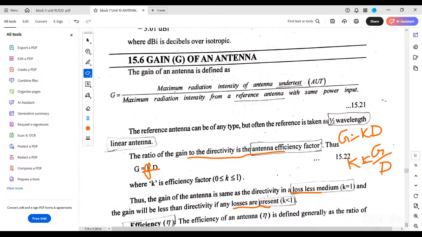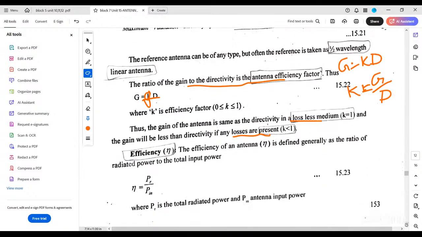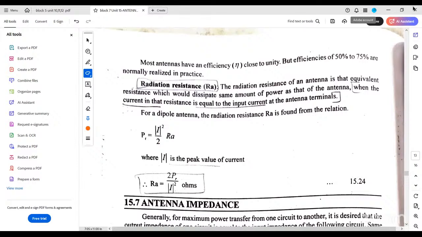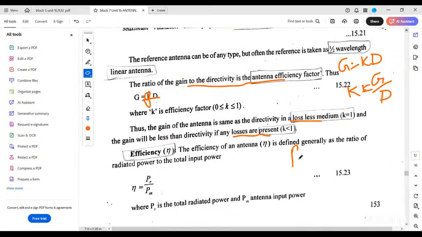Next, in continuation, efficiency. Here we have three definitions. Efficiency eta is equal to the ratio of radiated power to total input power. Radiated power is P_R and input power is P_in. The ratio of radiated power to input power is called efficiency. Next, one more definition. What is another definition? Radiation resistance R_A.